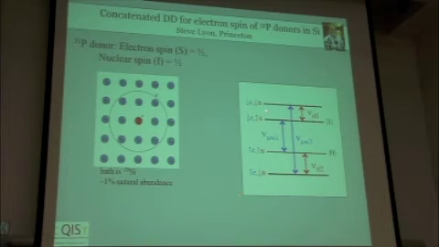And then these are the transitions. These are microwave transitions. One of the blue transitions here, which flip the electron spin, is what was used to implement the dynamic decoupling sequence. All right.